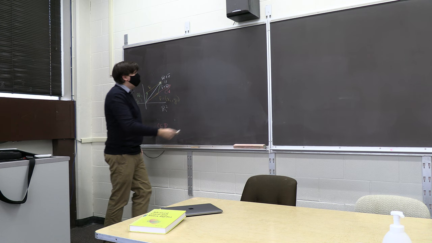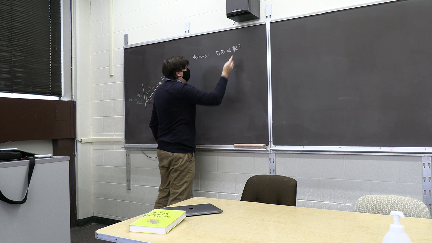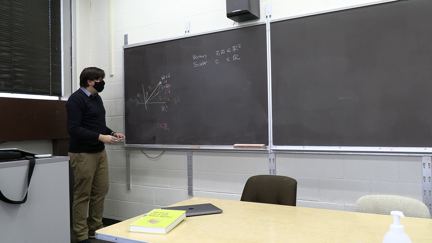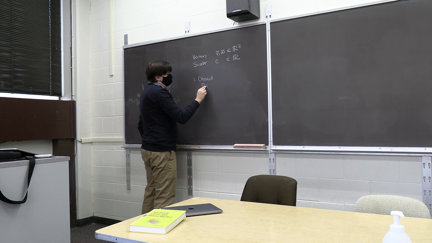So we started out with some vectors, which were our v and our w in R2. And we had a scalar that'll come into play in a second, c, inside of the real numbers. And then we started saying things like, well, when you can add two vectors to get another vector, that means that the vectors are closed under addition. V plus w is also a vector.